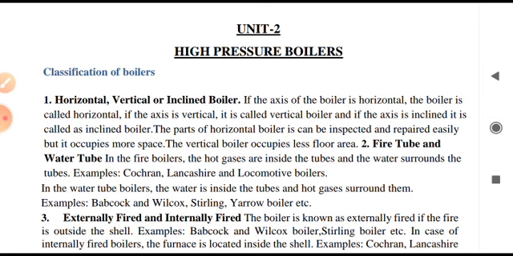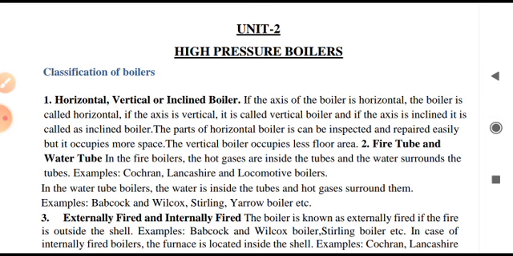If the axis of the boiler is horizontal, the boiler is called a horizontal boiler. If the axis is vertical, it is called a vertical boiler, and if the axis is inclined, it is called an inclined boiler. The horizontal boiler can be inspected and repaired easily, but it occupies more space horizontally. The vertical boiler occupies less floor area.